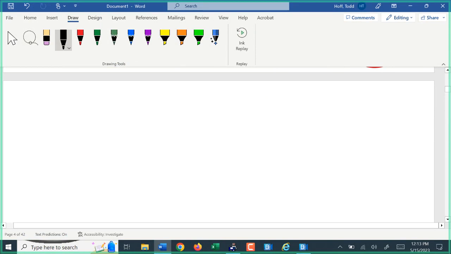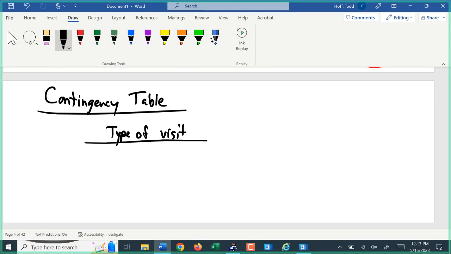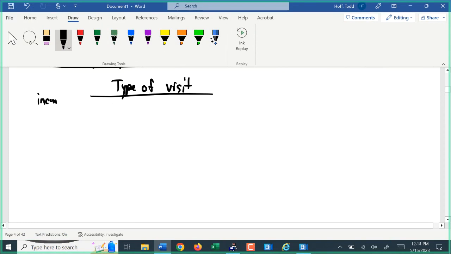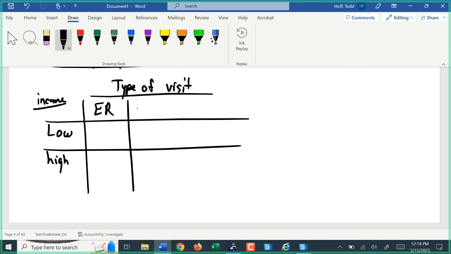The second type of probability we looked at is something called a contingency table. Let's use our contingency table here to look at type of doctor visit and income. For income, we're just going to do low and high. Type of doctor visit, we're going to do ER, outpatient, which would include a regular doctor's visit for a clinical visit, and then inpatient.